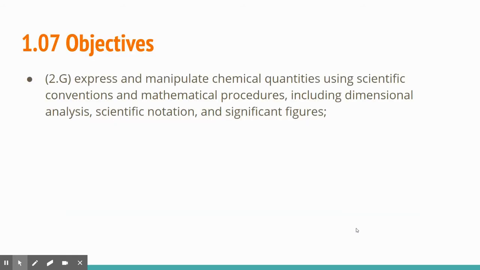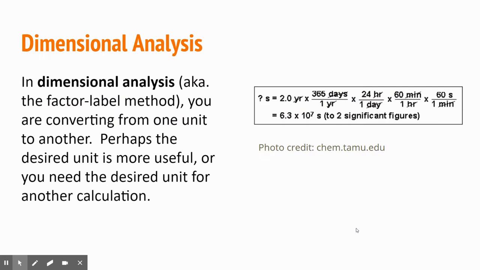Our objectives for this screencast are to discuss how to express and manipulate chemical quantities using scientific conventions and mathematical procedures, including dimensional analysis, scientific notation, and significant figures. So everything we learned in lessons 1.05 and 1.06 is now combined with the procedure of dimensional analysis.